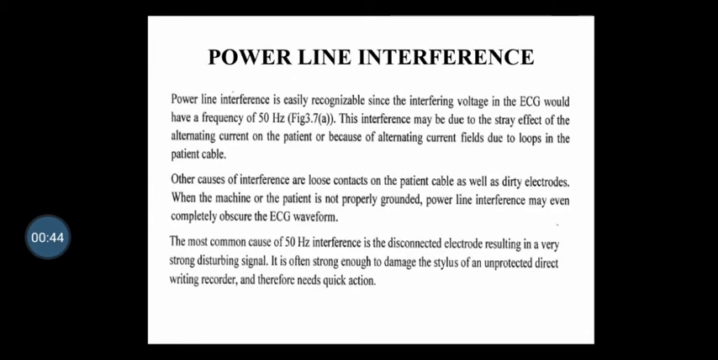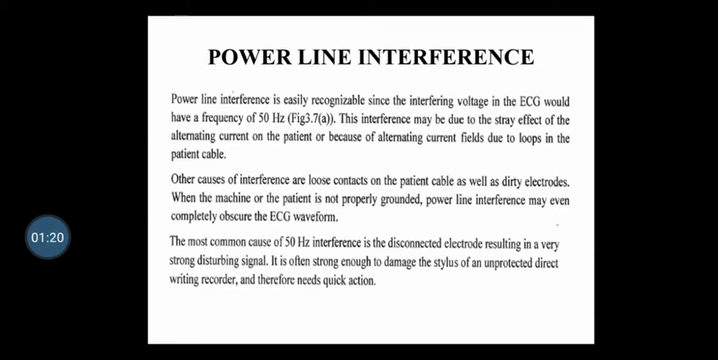First, what is meant by power line interferences? Power line interference is easily recognizable since the interfering voltage in the ECG has a frequency of 50 Hz. This interference may be due to the stray effect of the alternating current on the patient, or because of alternating current fields due to loops in the patient cable. Other causes of interference are loose contacts on the patient cable as well as dirty electrodes.